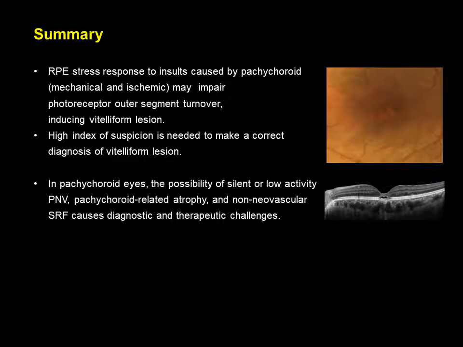In summary, RPE stress response to some insults caused by pachychoroid may impair photoreceptor outer segment turnover, inducing vitelliform lesion formation. A high index of suspicion is required to make a correct diagnosis, in particular for small-sized lesions. In pachychoroid eyes, the possibility of a silent or low-activity pachychoroid neovasculopathy, pachychoroid-related atrophy, and non-neovascular subretinal fluid causes diagnostic and therapeutic challenges. Thank you for your attention.